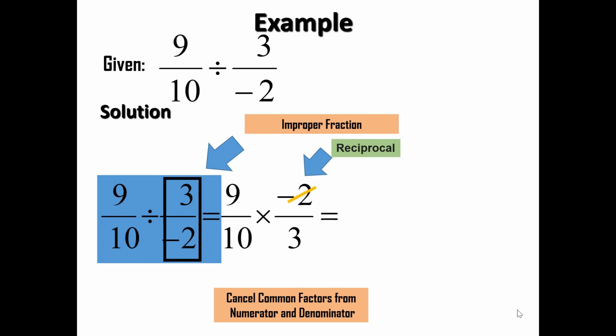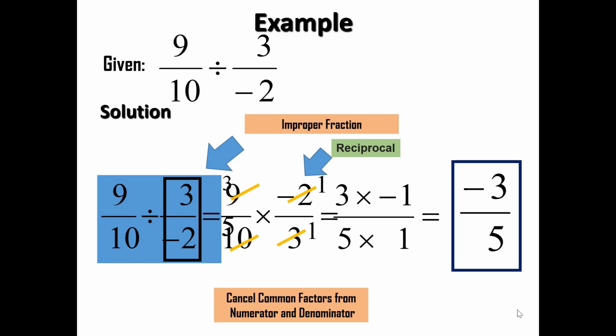Sa 9 and 3, 2 at 10. So, 2 is 1 and 10 is 5. 10 divided 2 is 5 and 2 over 2 is 1. Then 9 and 3, 9 divided 3 is 3 and 3 over 3 is 1. Now, we have the 3 times negative 1 and 5 times 1 is equal to negative 3 over 5. Yan na yung answer natin.